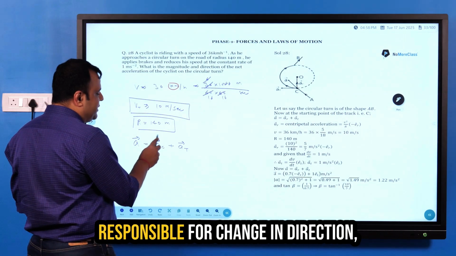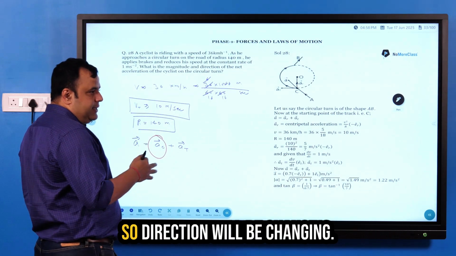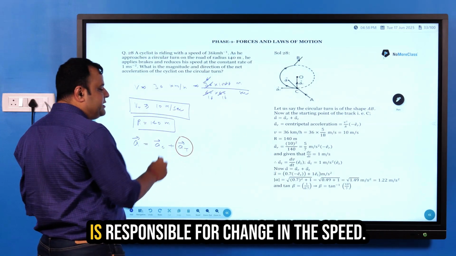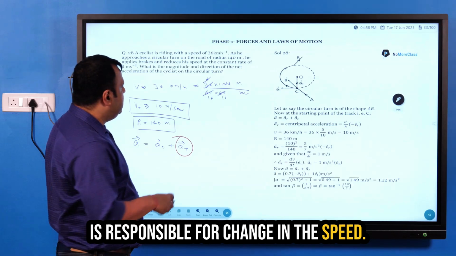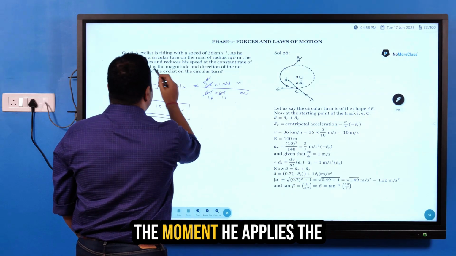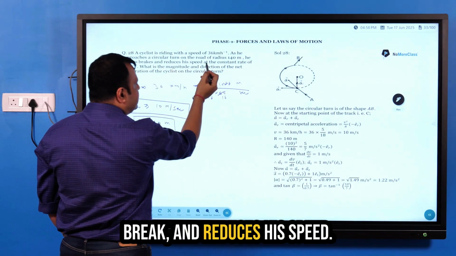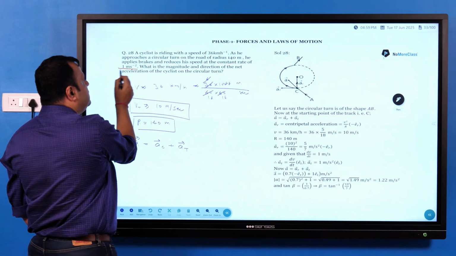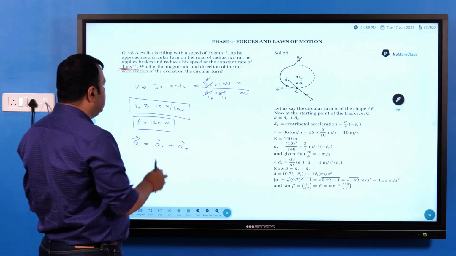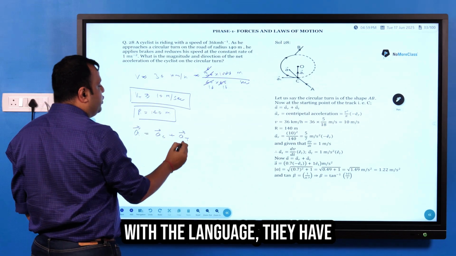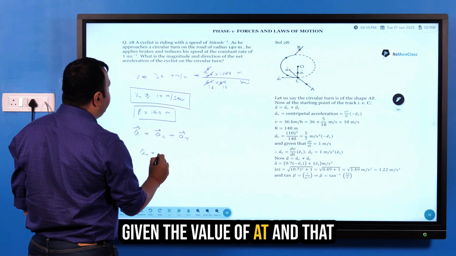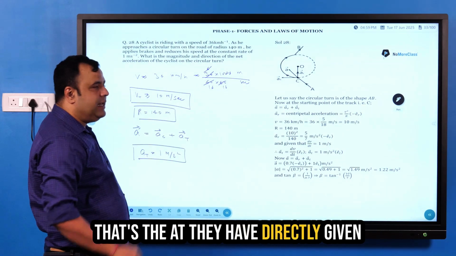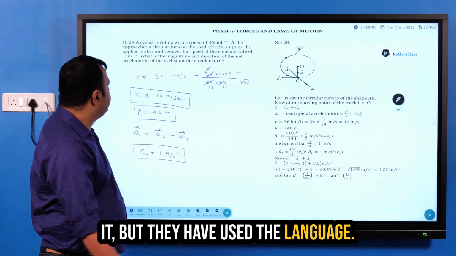Where this AC is responsible for change in direction. So direction will be changing, so this AC can never be zero. And the AT is responsible for changing the speed. And here they are saying it: the moment he applies the brake and reduces his speed at a constant rate, this is the rate of changing the speed, the AT. So in the question itself, with the language, they have given the value of AT, and that is 1 meter per second square. That's the AT. They have directly given it, but they have used the language.